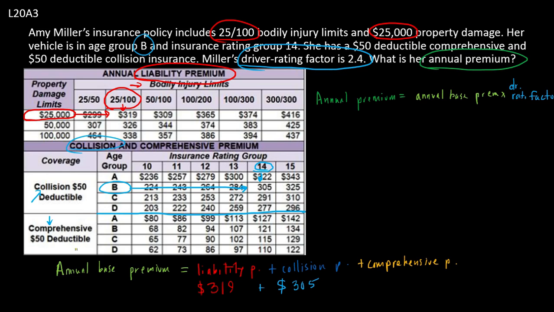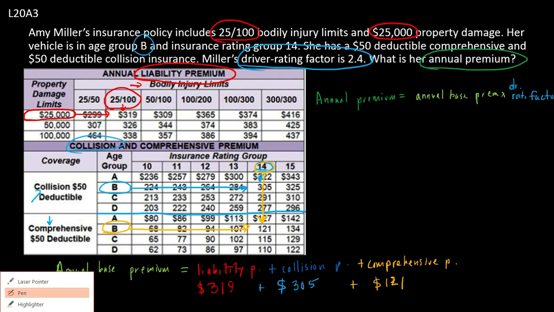Finally, I'm going to look at comprehensive. So once again, it's group B and still group 14, and I look and see where these overlap. So this time it's happening at $121. So that's her premium, $121 for comprehensive. So if I add the three of these together, it's going to tell me my annual base premium. So 319 plus 305 plus 121 is $745.